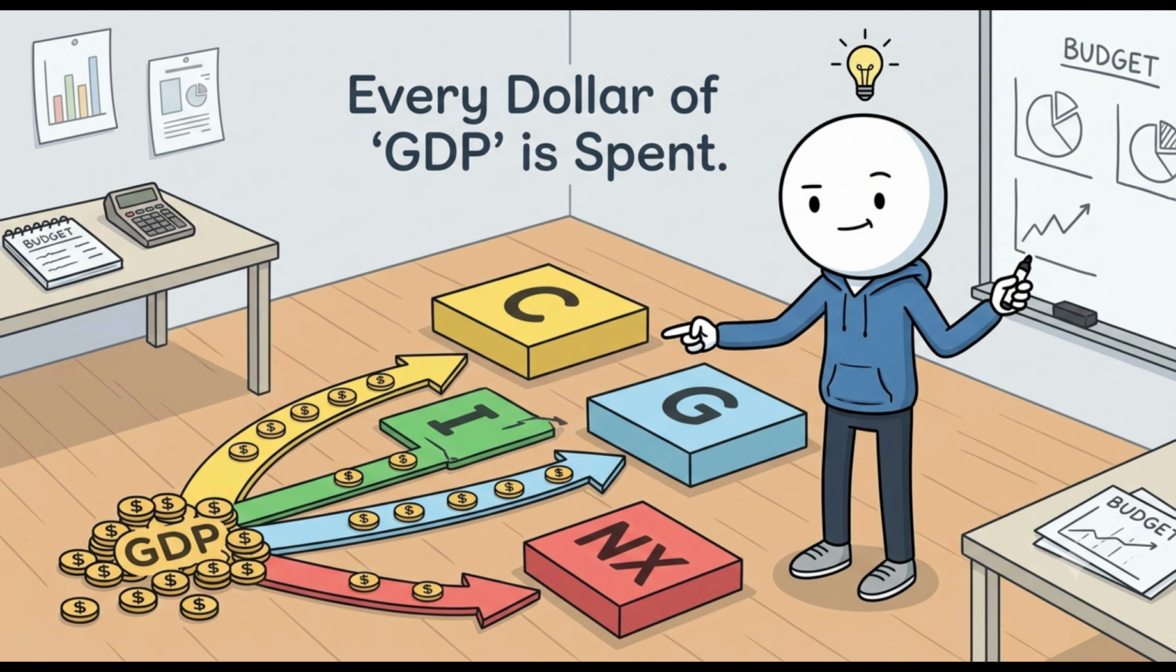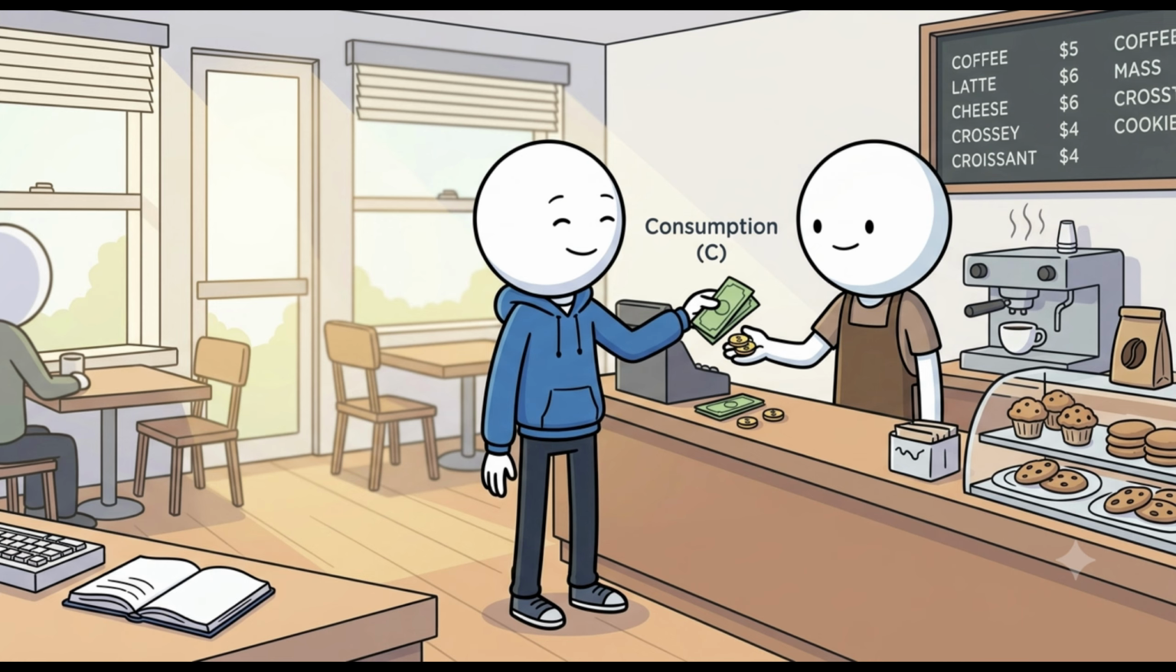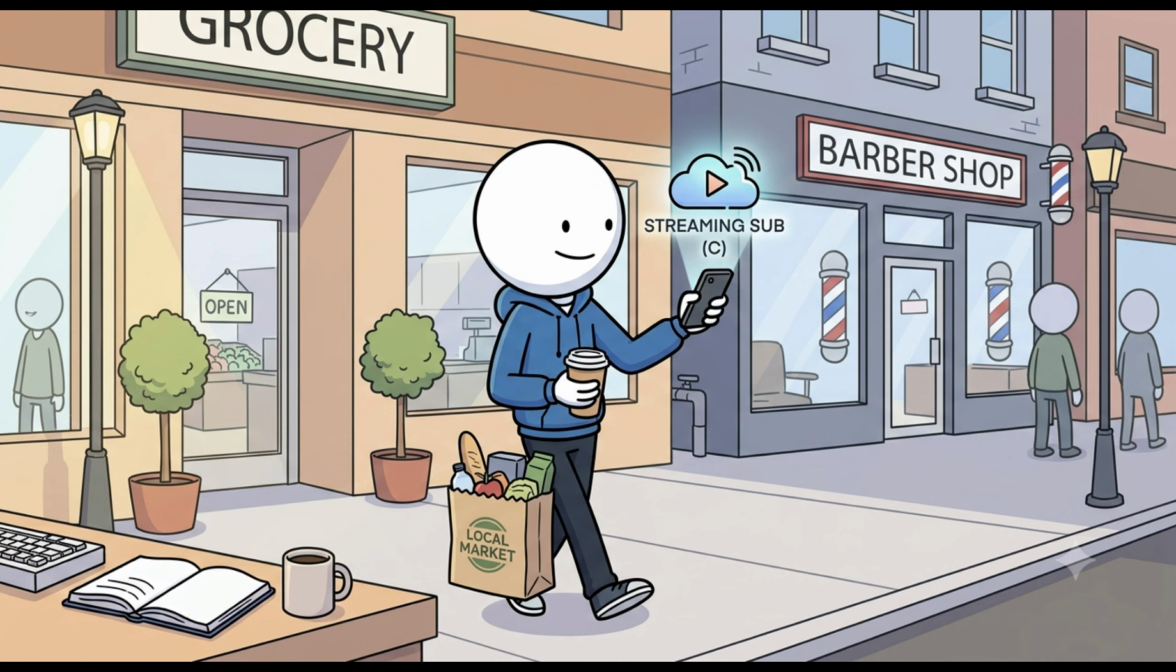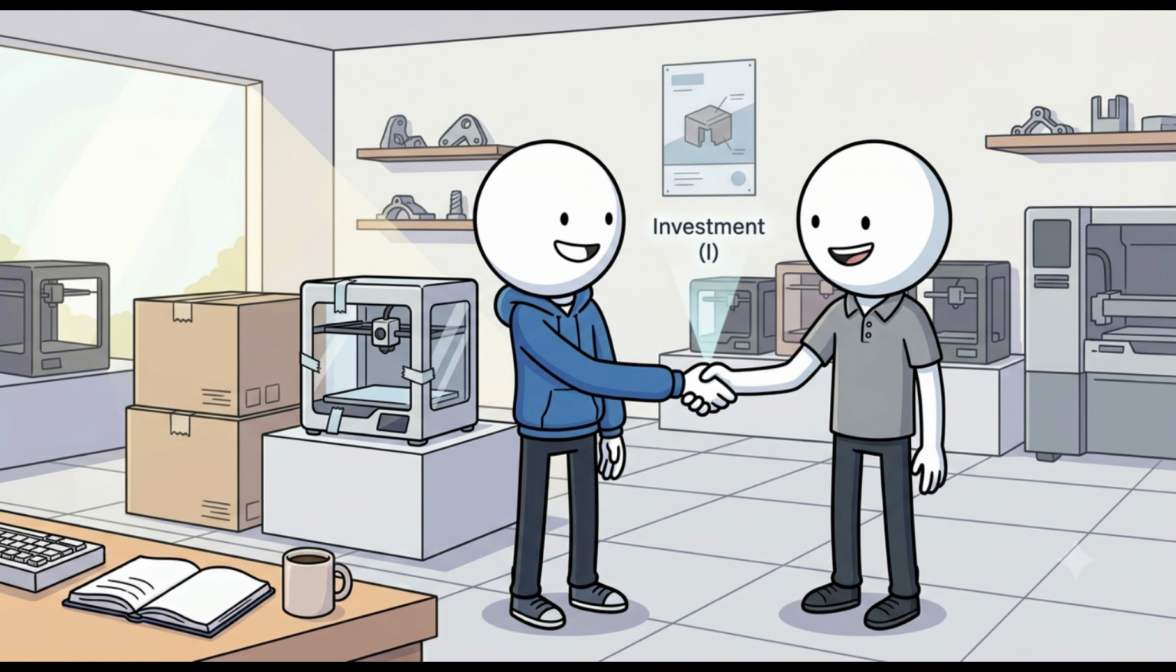The third bucket is government purchases, represented by the letter G. This includes the salary of the teacher at the local school, the cost of paving the road that leads to John's shop, and the equipment for the national military. It does not, however, include transfer payments like Social Security or unemployment benefits, because the government isn't buying a new good or service in exchange for that money. It's simply redistributing income.